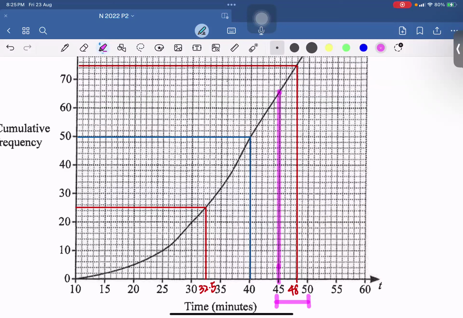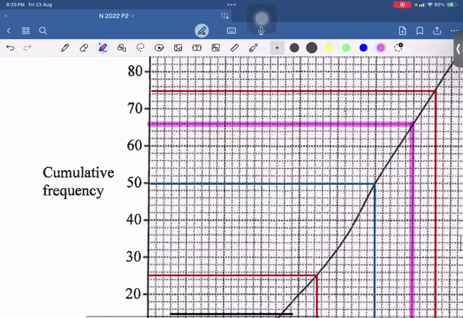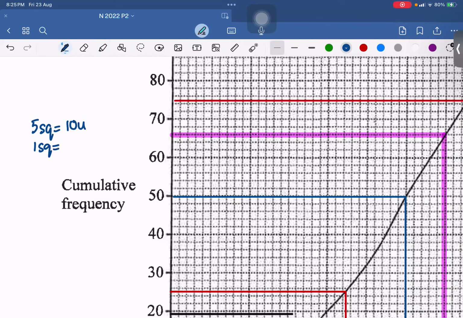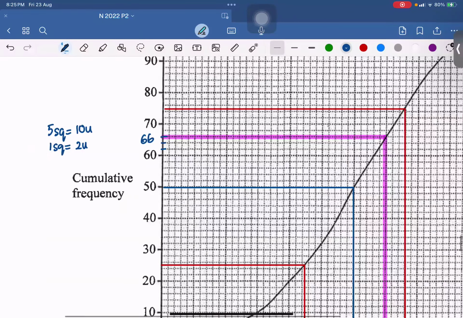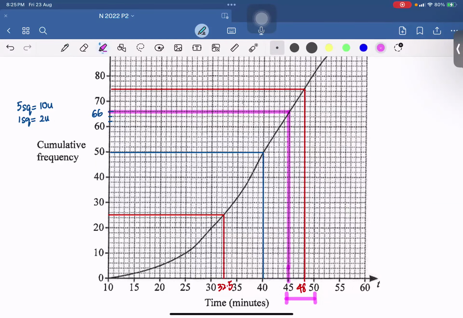The first one, this number, and each square, let me count now. 1, 2, 3, 4, 5. 5 squares represent 10 units. 1 square represents 2 units. So this one will be 62, 64, 66. I want the interval between 45 to 50. So I'm going to draw the number for my 50.